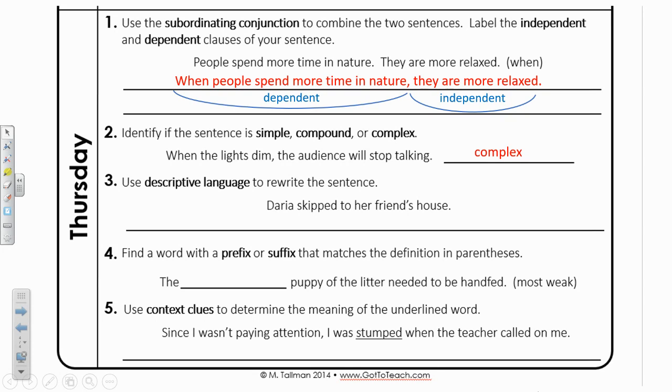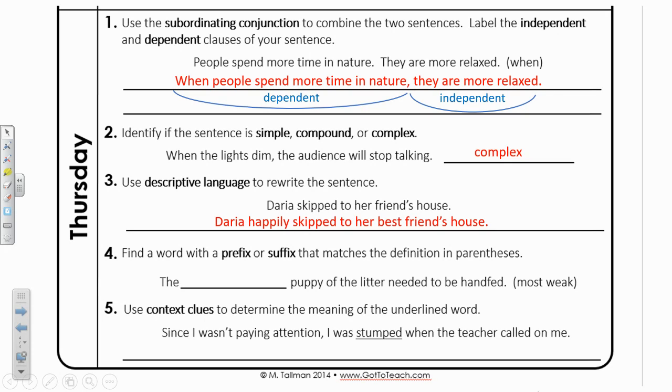Number 3, use descriptive language to rewrite the sentence. Daria skipped to her friend's house. I chose to put, Daria happily skipped to her best friend's house. I used the adverb happily to add on to the verb skipped to describe how she skipped. And I gave an adjective for friend. I called her my best friend.